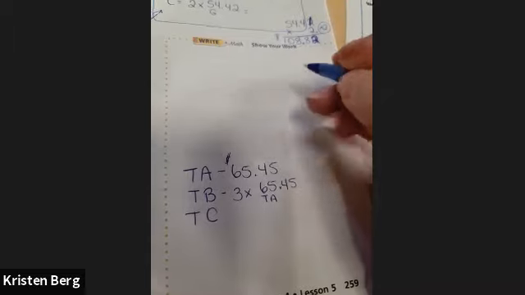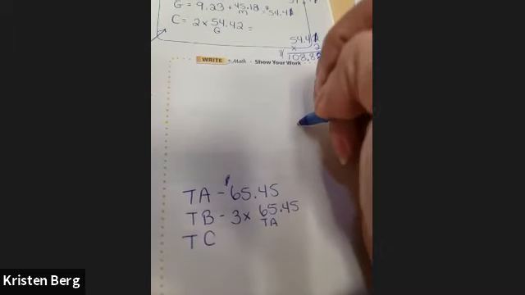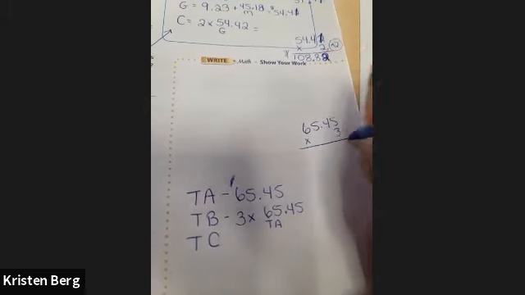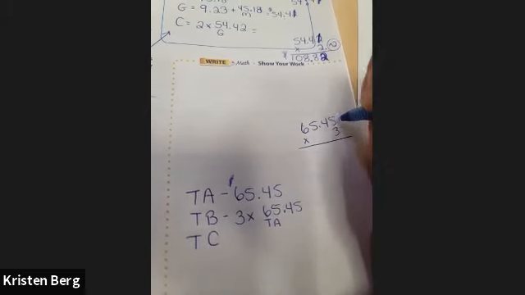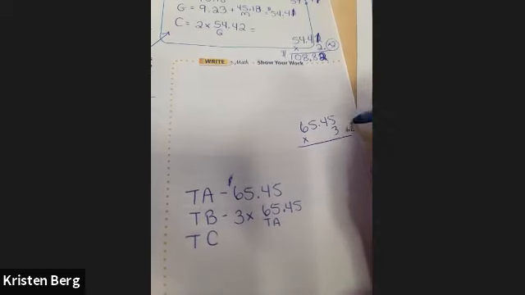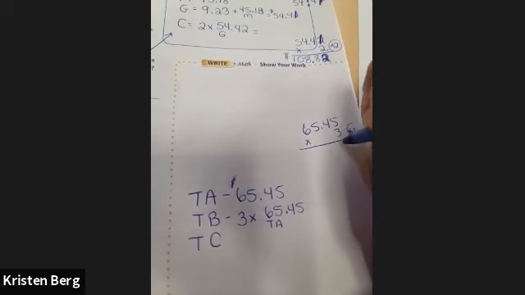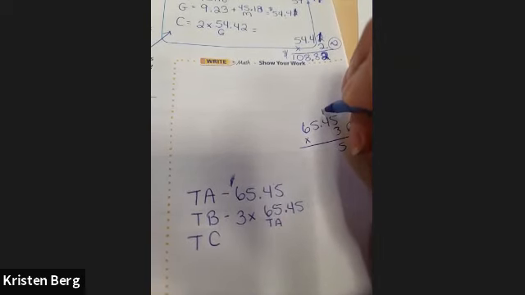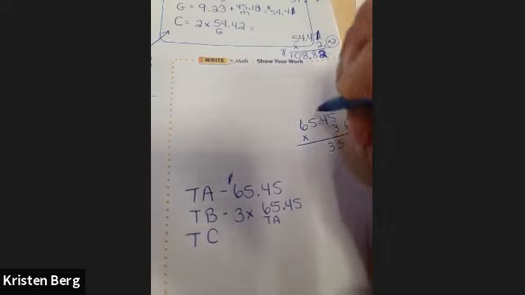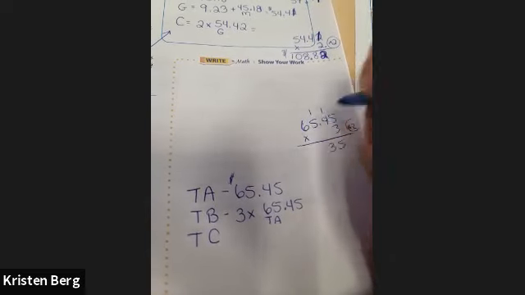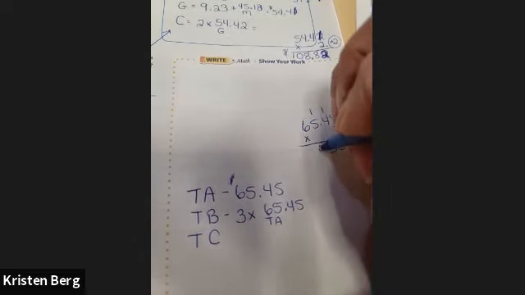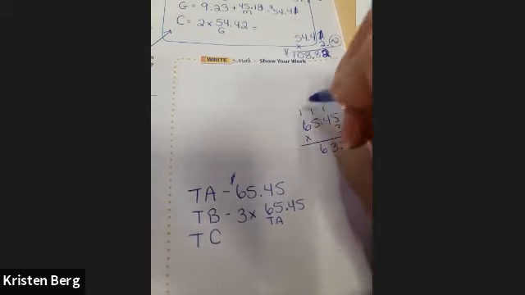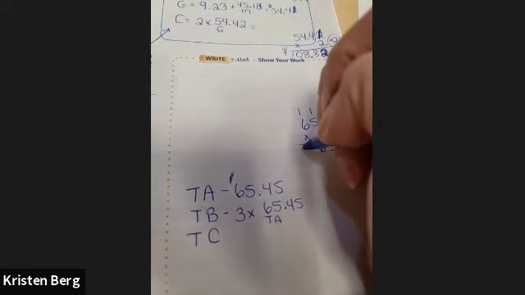So now I'm going to figure out what that comes out to be. $65.45 times 3. And how many numbers are after the decimal? There are a total of 2. So then you do 5 times 3 is 15, carry your 1. 3 times 4 is 12, plus 1 is 13, carry your 1. Then 3 times 5 is 15, plus 1 is 16, carry your 1. And then 3 times 6 is 18, plus 1 is 19.